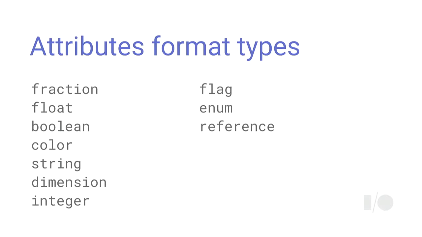These are the format types that you can put on attributes. The ones on the left are all resource types, so they directly map to a resource type that you can set in your resources, things like fraction, float, string, and so on. The ones on the right are special in that they are only used for attributes. Flag is exactly what it sounds like: you can have multiple flags bitwise-ORed against each other. Then enum is an enumeration of ints, so you're going to get one value back. The last one is reference, which is a catch-all for everything else. Drawable uses this, because we don't have a drawable type, but basically it just points to another resource. It points to a resource ID.